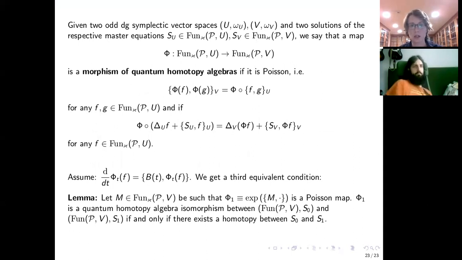And then we want to say that if you have two solutions for two vector spaces U and V, then we want to introduce a morphism between the formal functions on one vector space and on another vector space. And the morphism which should transfer the quantum homotopy algebra from one to another should be compatible with the Poisson bracket, or with the bracket this way. So we are saying basically it's Poisson.